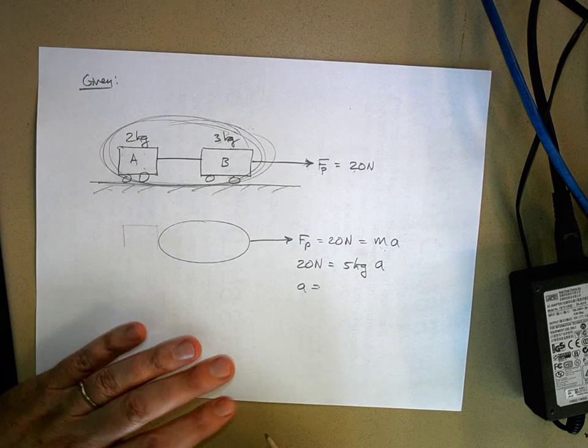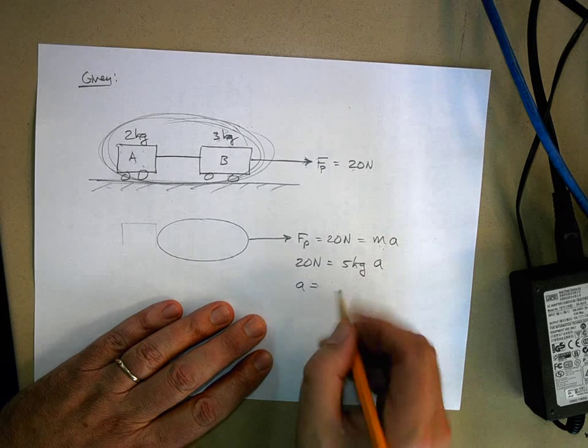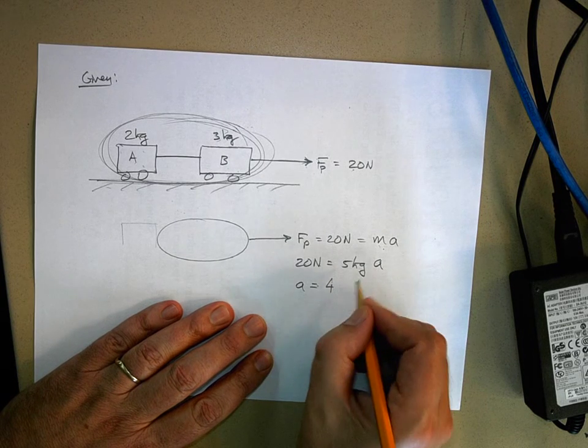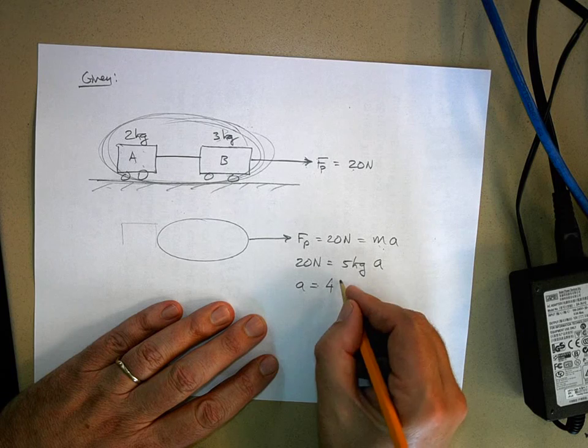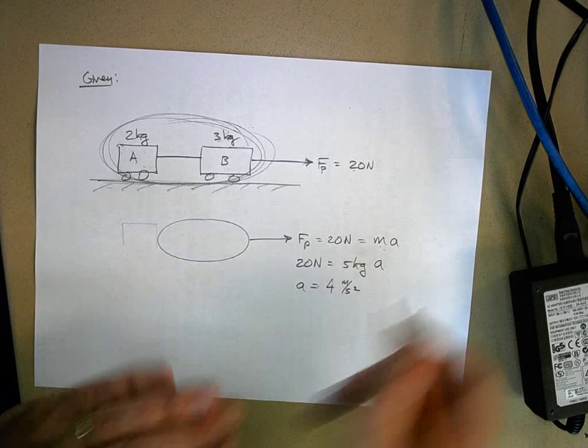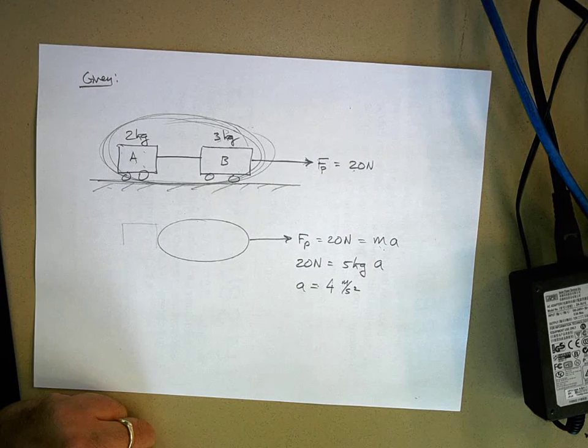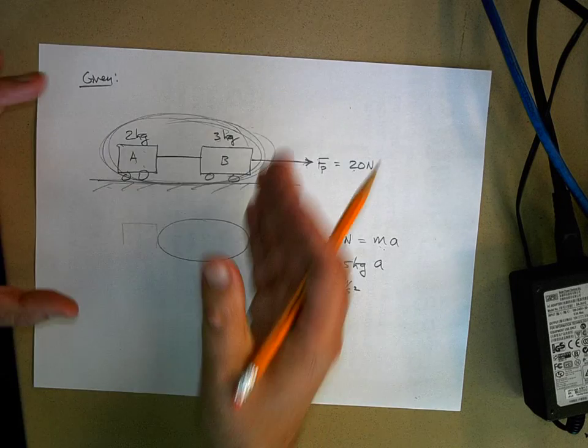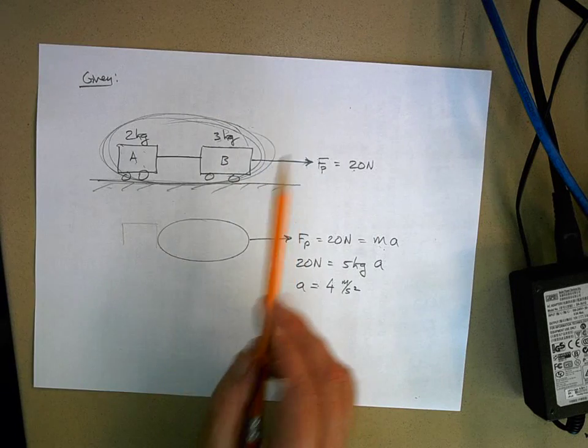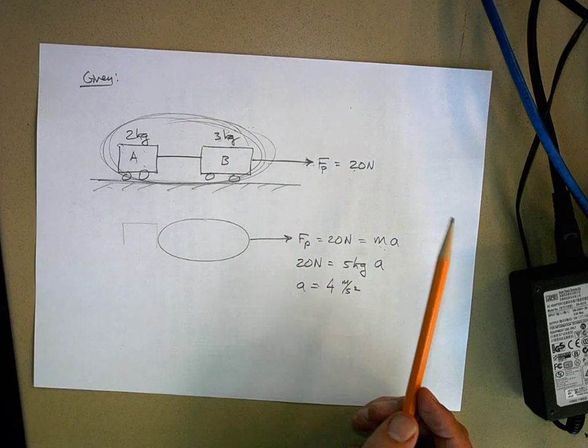20 divided by 5 is 4. And a newton per kilogram is a meter per second squared. So now, by combining these objects into one mass and seeing that this is the net force, there are 2 other forces acting on this system, right?